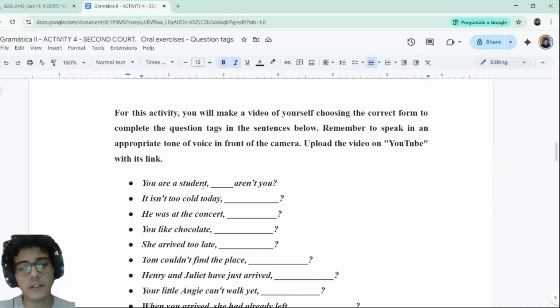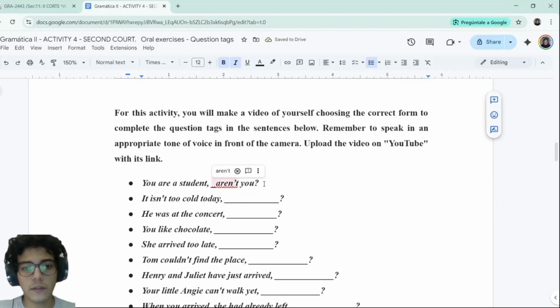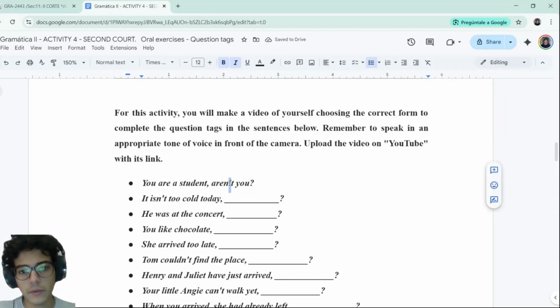And one more thing is that question tags are negative if the statement is positive, and positive if the statement is negative. As we can see here, you are a student is a positive statement, so the question tag is negative. Okay, so with all of that out of the way, a little problem here with the apostrophe. Aren't you?